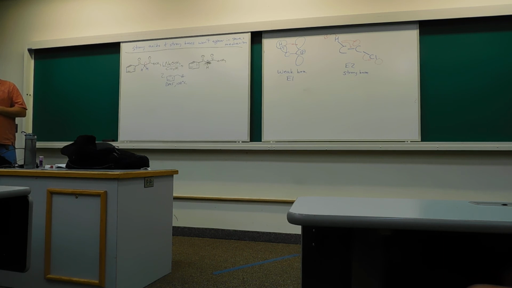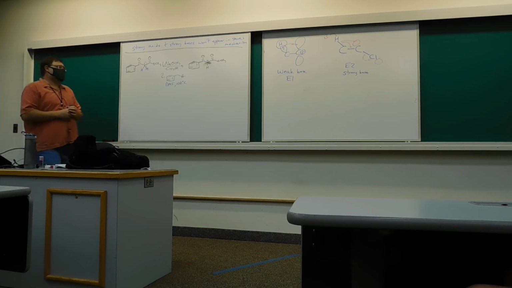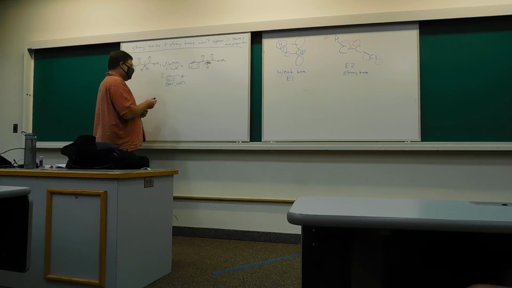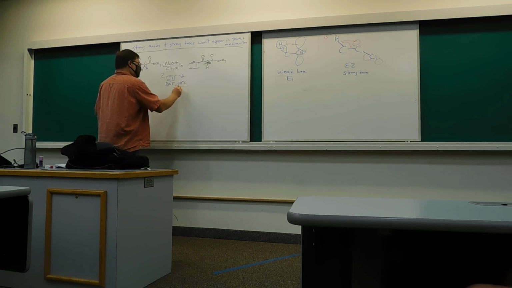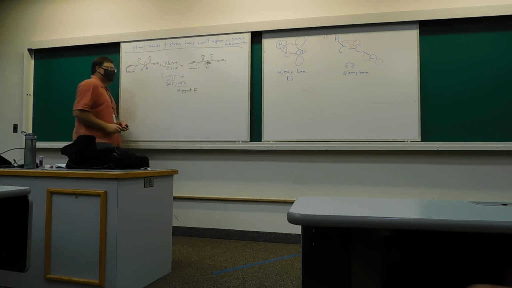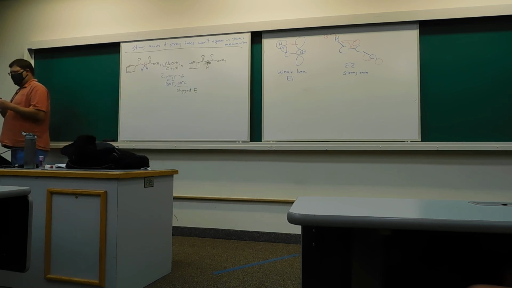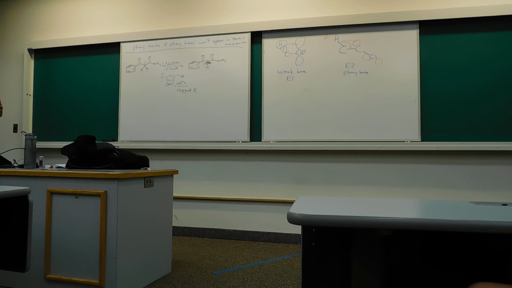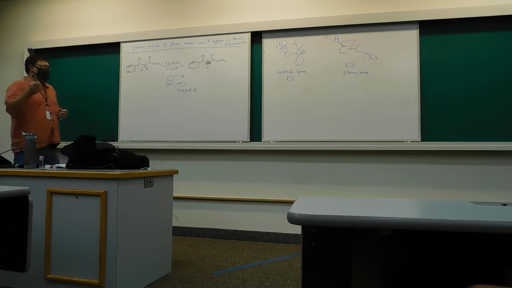The folks who said E2, why E2? Because it's high temperature. So absolutely, 100 degrees suggests elimination. Why is it not elimination? There's no beta hydrogen. It's a trick.